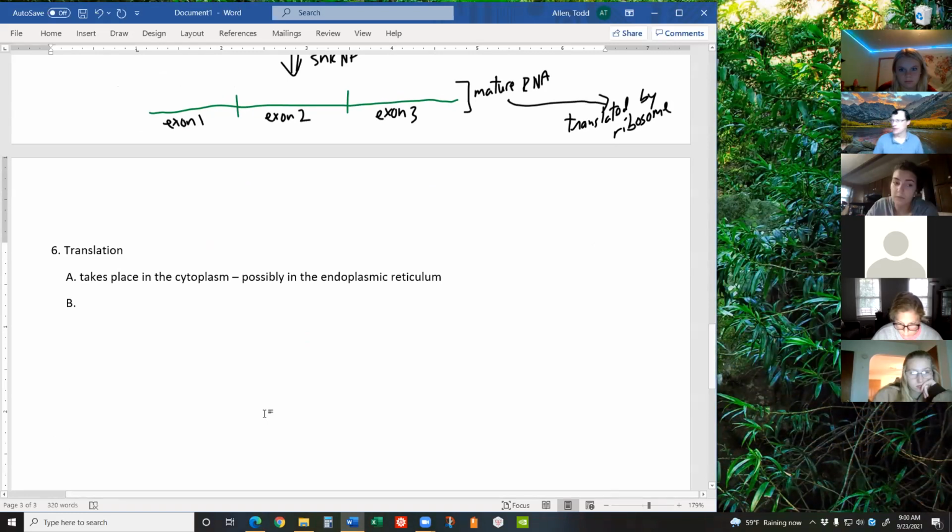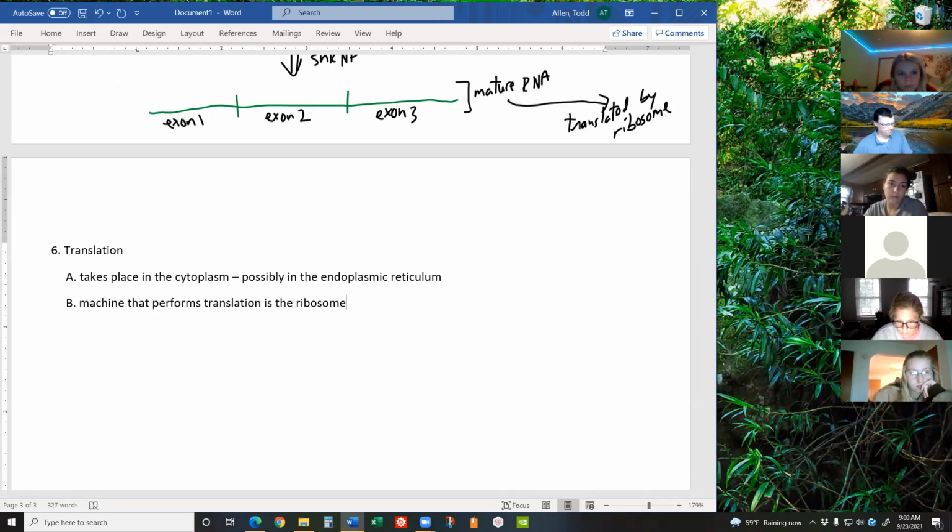The machine that performs translation is the ribosome. Okay, and I'm going to ask you to spend some time looking at all the pictures of figure 329. I just don't have time to go blow by blow on this, but we expect that you have at least read this during your private study time. The basic idea for translation is, well, let me give you some additional background information.